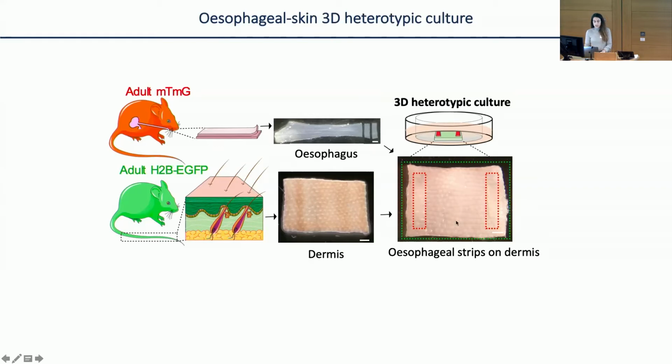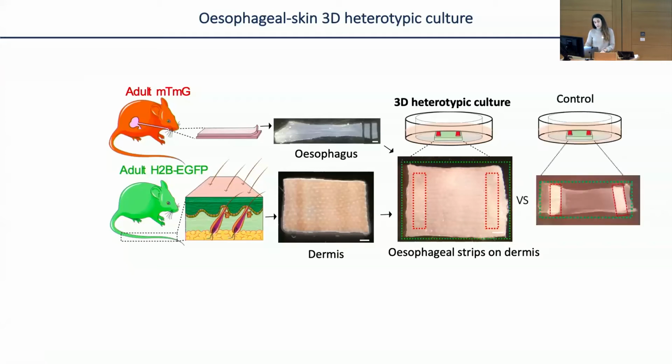of another animal. To identify cells coming from either tissue, we harvested the esophagi from animals expressing red fluorescent protein and the dermis from GFP reporter animals. And the resulting 3D heterotypic culture is then kept in vitro under minimal media conditions. So this is without any added growth factors. And the newly formed epithelium can then be compared to that of our controls, where the esophageal strips are grown on top of their native stroma.